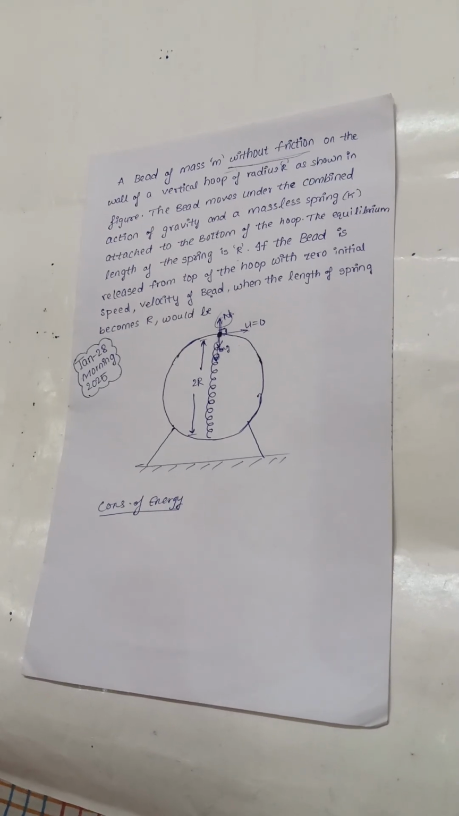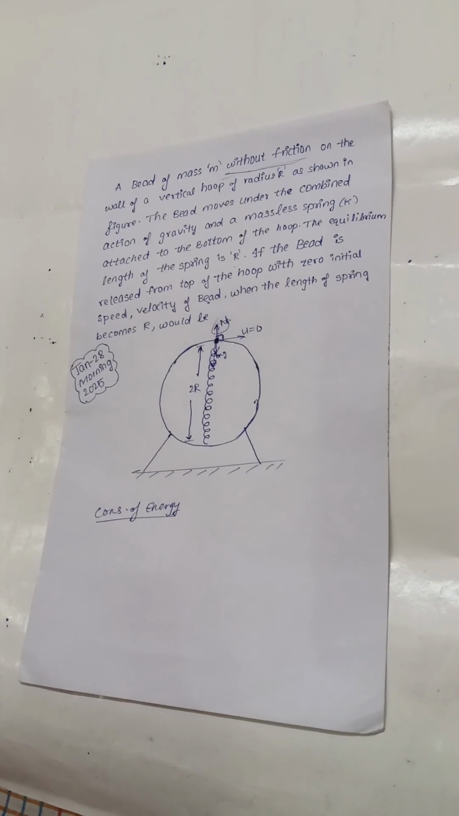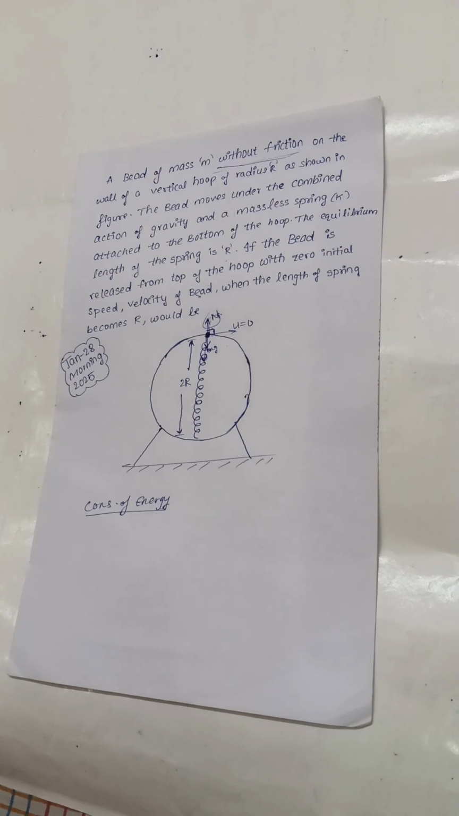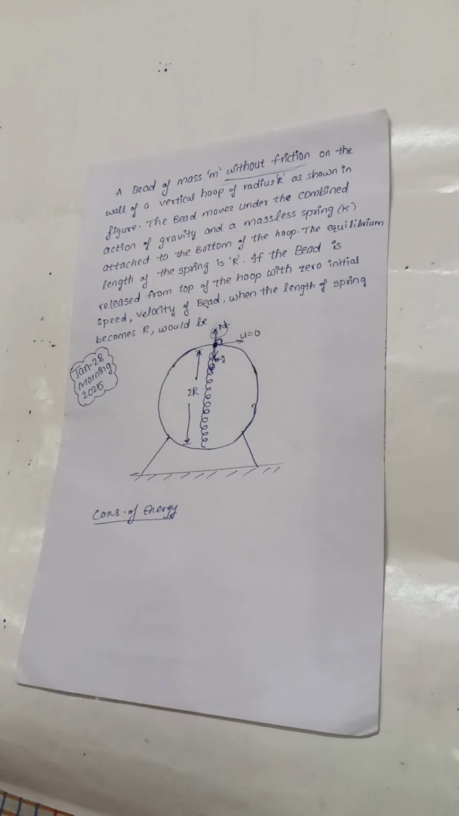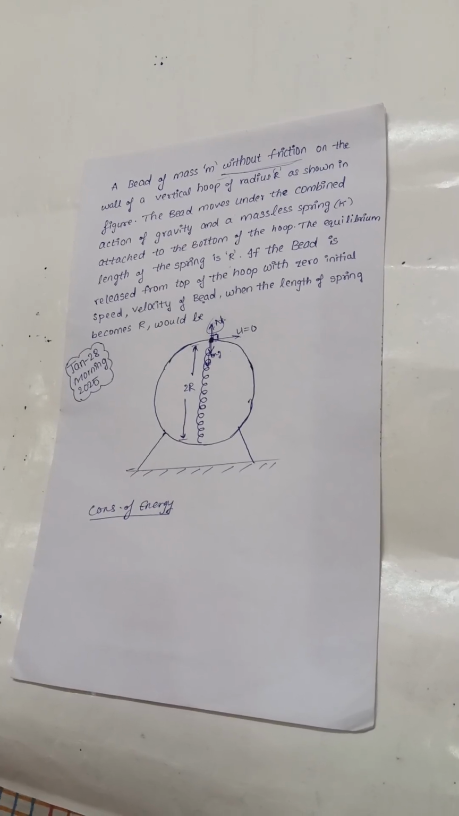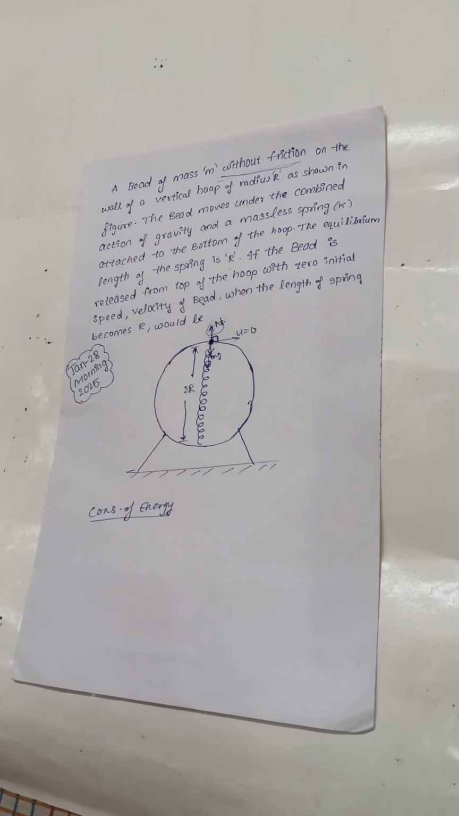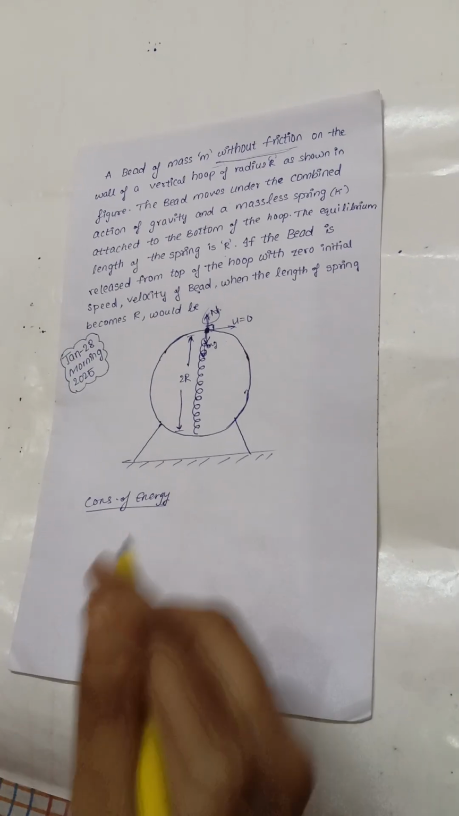A bead of mass m moves without friction on the wall of a vertical hoop of radius r, as shown in the figure. The bead moves under the combined action of gravity and a massless spring attached to the bottom of the hoop. The equilibrium length of the spring is r. If the bead is released from the top of the hoop with zero initial velocity, find the velocity of the bead when the length of the spring becomes r.